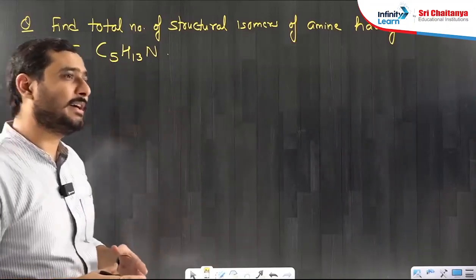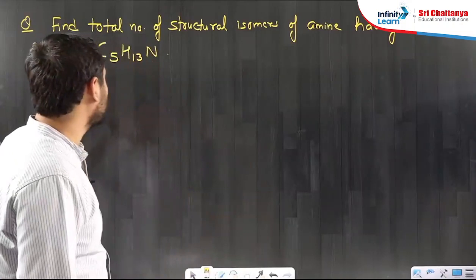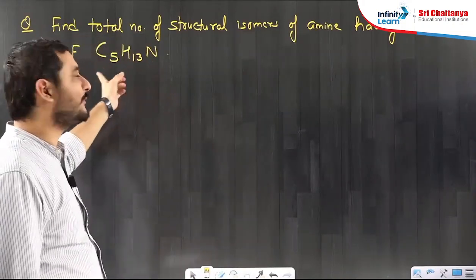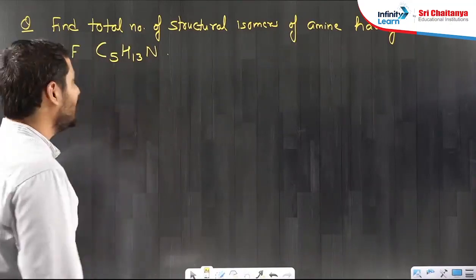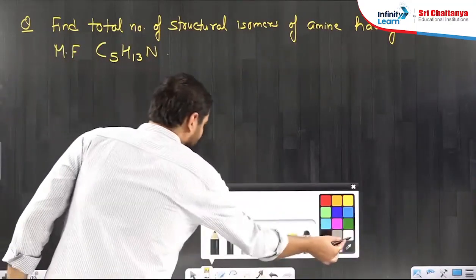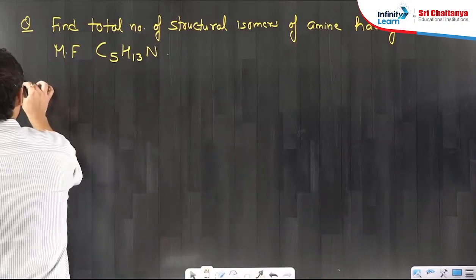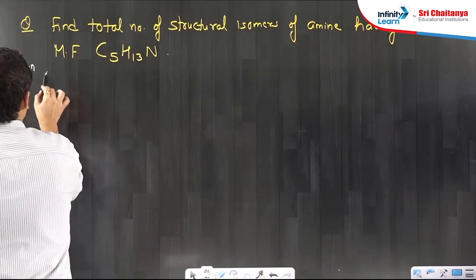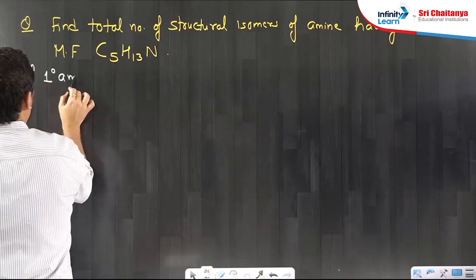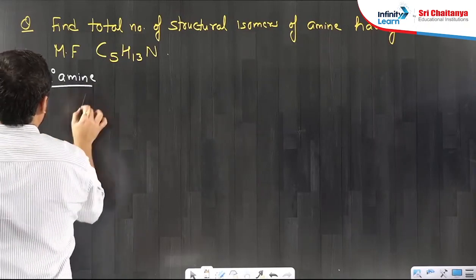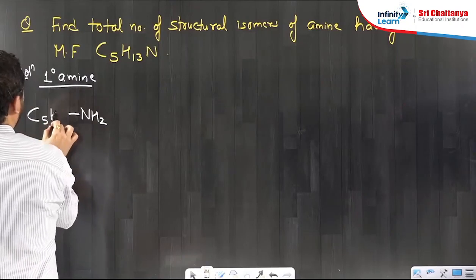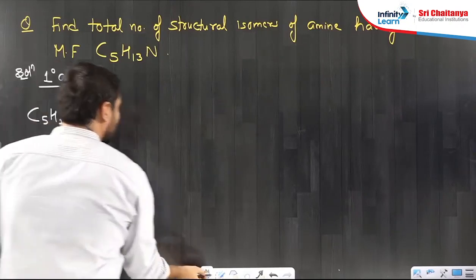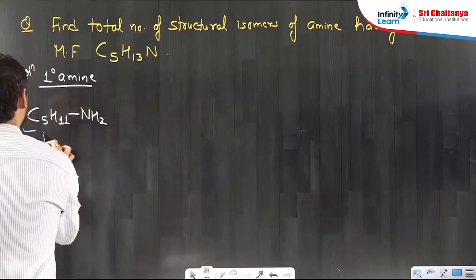In second year NCERT, you will find this type of question: total isomers of C4H11N, C5H13N. So how to draw or find out these isomers? Let us start with the primary amine. There is no difficulty in finding primary amines, we just have to write NH2. So what is left here? C5H11. And for C5H11, how many isomers are possible?